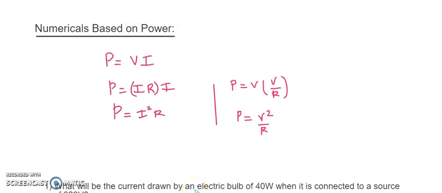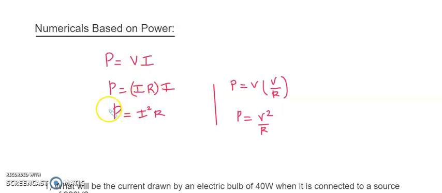Hello everyone, in this video we'll be talking about the numericals based on power. The different formulas of power are what I've written in the first code. Now power, the basic formula is voltage multiplied by current, that means voltage times current. Now by Ohm's law we know that voltage is I into R. So I've just substituted that.